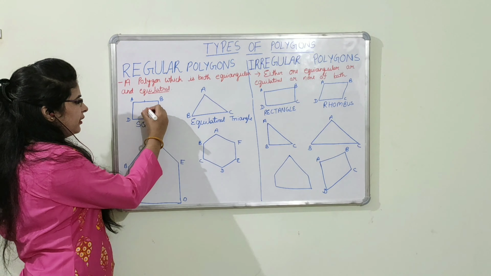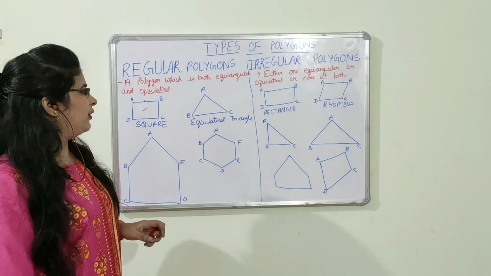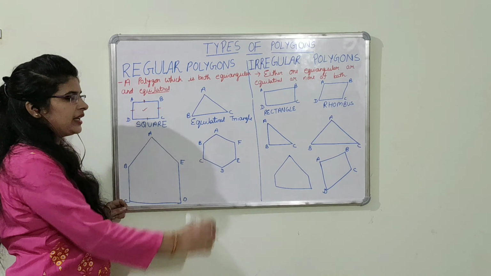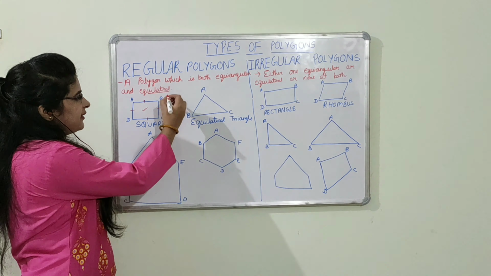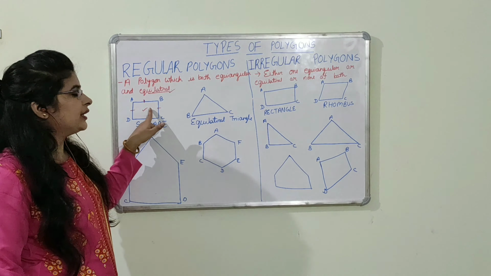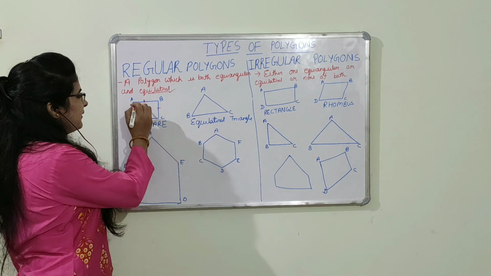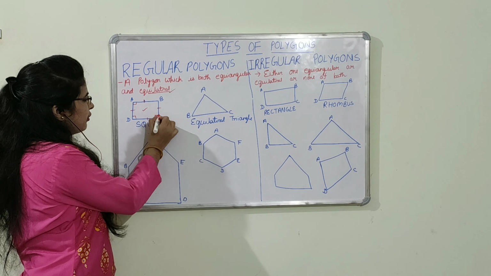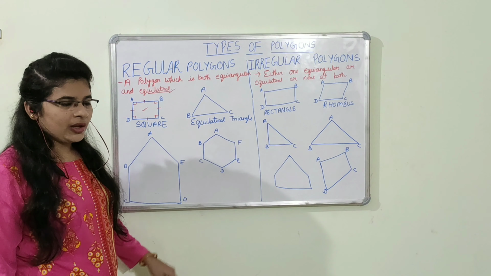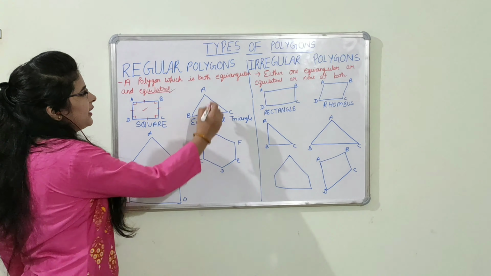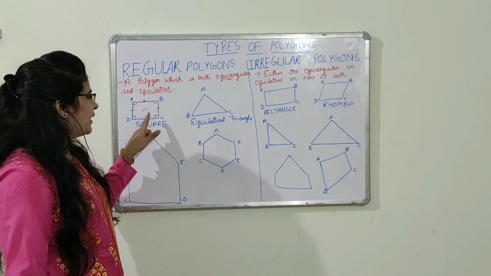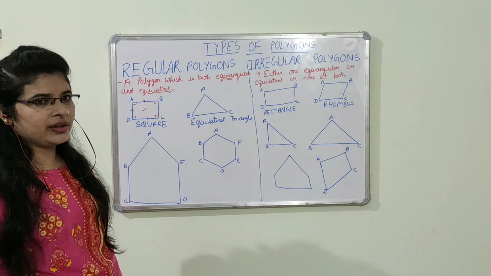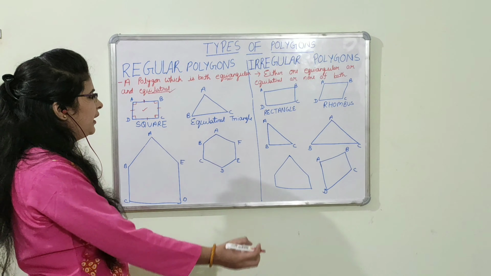Come to this polygon. This is a square, and we know that in a square all sides are equal to each other. So the first condition is satisfied, that is, it is equilateral. Now check its angles. We know that all the angles of a square are equal to 90 degrees. All angles are equal, so it is equiangular also. Therefore, this polygon, that is square, is an example of a regular polygon.